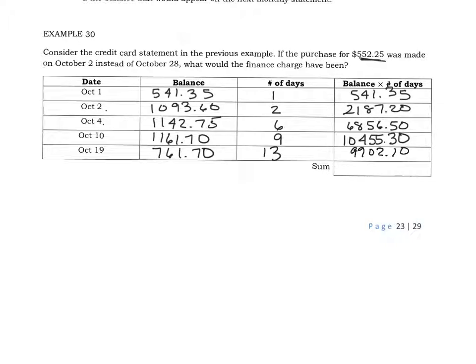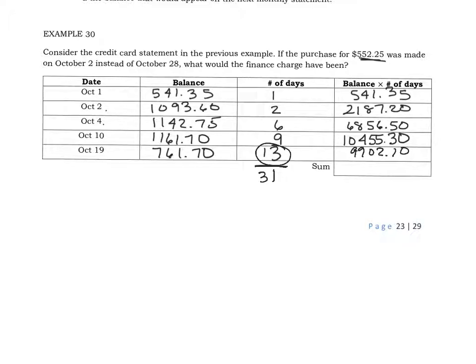Okay, remember a good way to check to make sure your number of days is right is to add them all together. There are 31 days in October. That should give us 31. So if you're having trouble finding that 13 days right there, you could always do 31 minus the other days, and that should give you your amount if you're having difficulty with that.